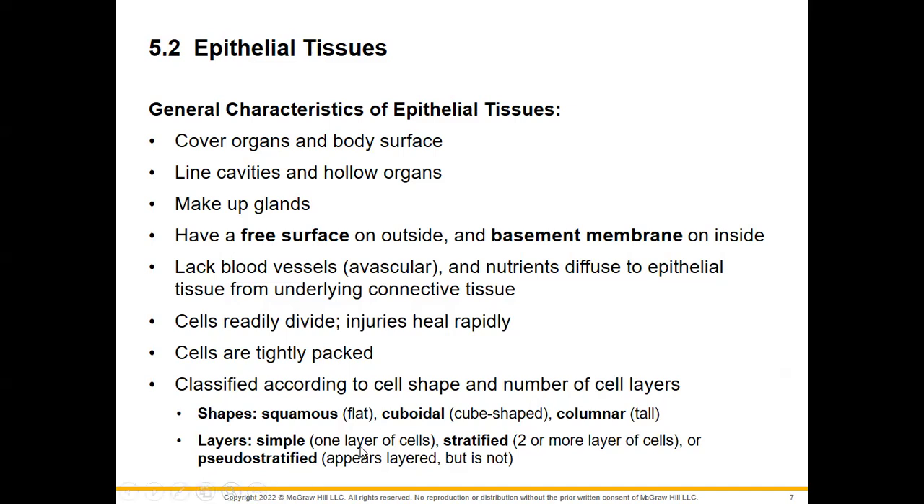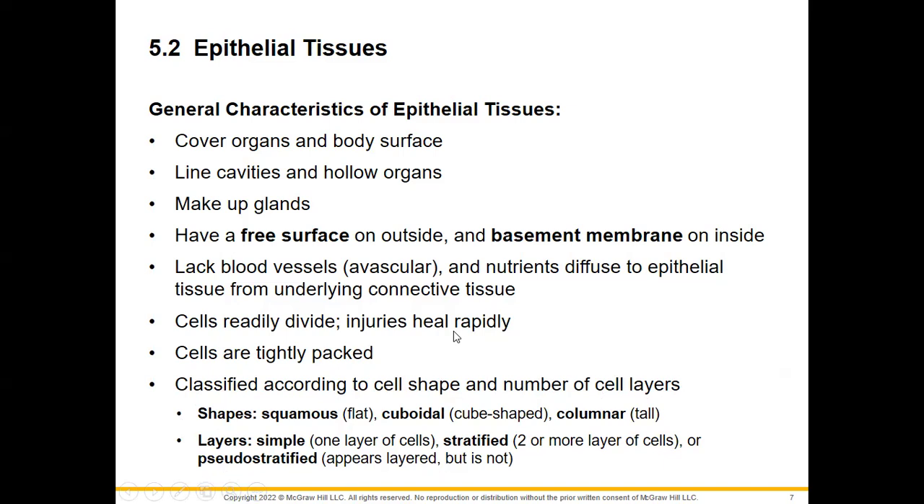Epithelial tissues are classified according to two different classifications. They're classified according to the cell shape, and they're classified according to the number of cell layers. When you're talking about epithelial tissue, you need to use both of these classifications in order to name the type of epithelial tissue that we're referring to. We'll talk about it a little bit more, but keep in mind that you have to refer to both the cell shape as well as the number of layers.